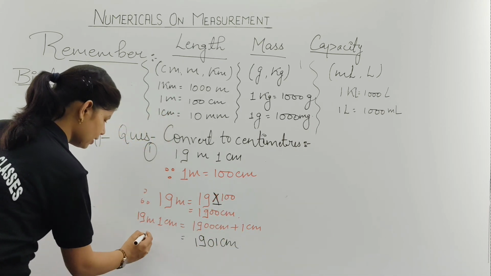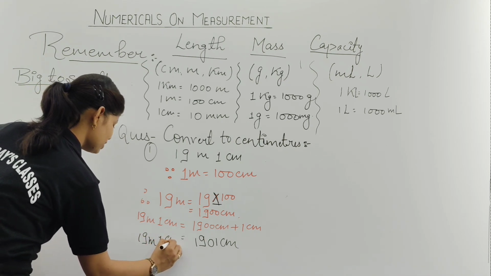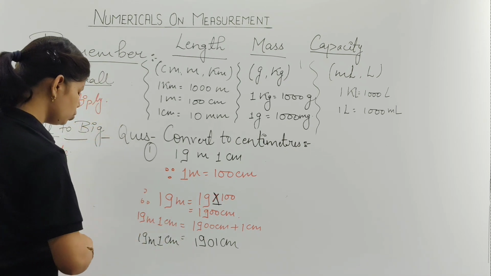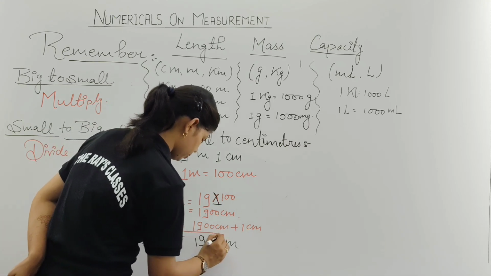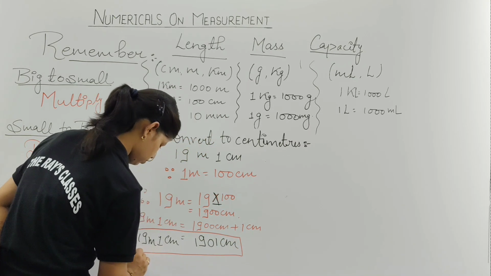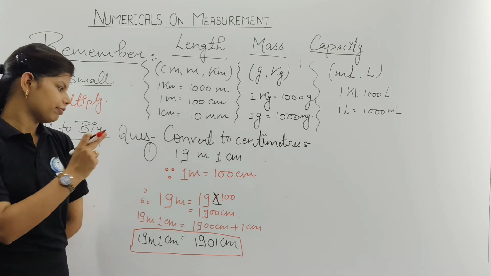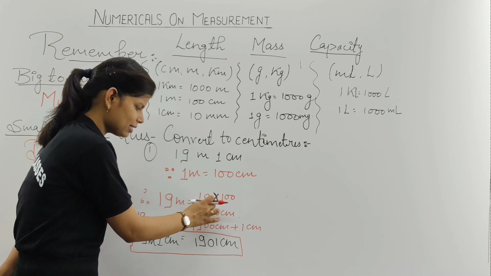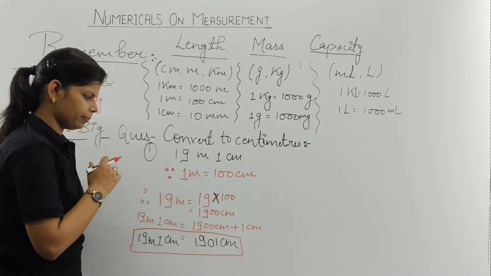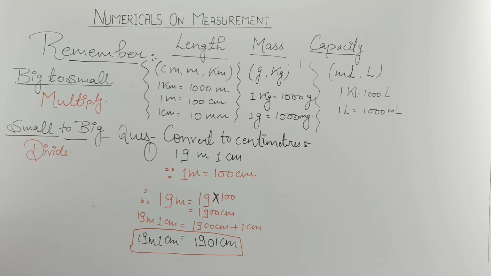That means I have converted 19 meter 1 centimeter to 1901 centimeter. You get my point? That is our first part. And I have highlighted this to make you understand which operation we have used. That's all. Clear? So please take a note of this one.